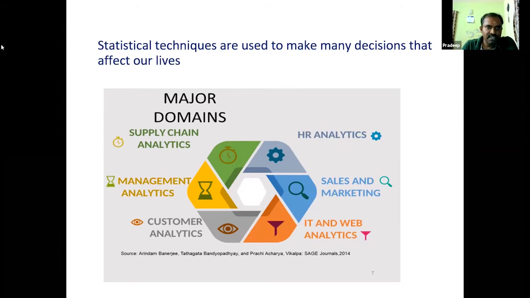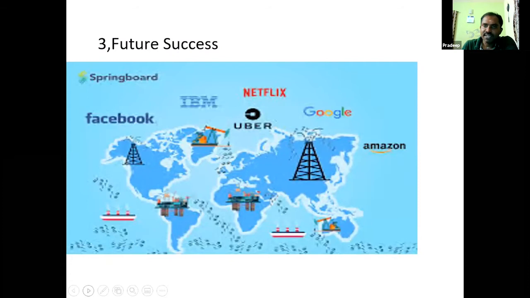Now, statistics is applied anywhere, in HR, sales, customer analytics, or management. Everywhere it is being applied. The companies which are currently successful, if you talk about the top 100 companies, leveraged the data. 100 years back, the world was led by oil producing companies like Shell. Now, data is the new oil. Facebook, Netflix, Uber, Google, Amazon, everything is really leveraged on data. Those who can really leverage on the data can be successful.